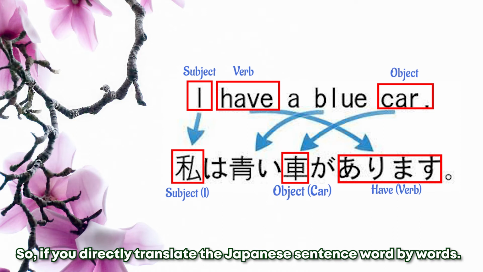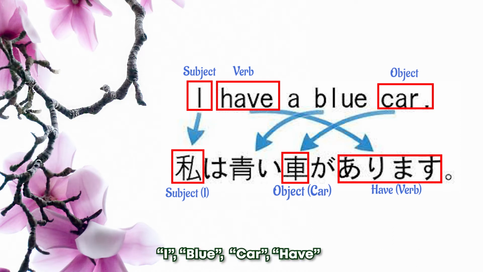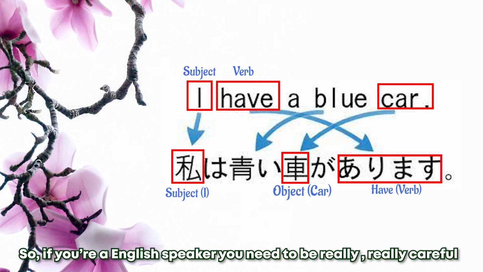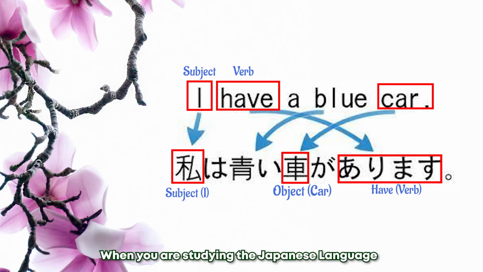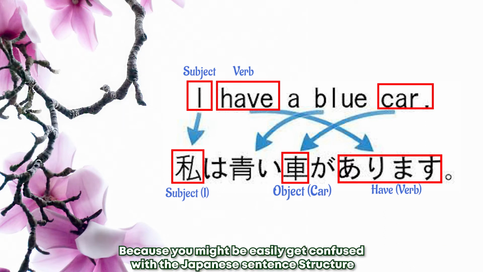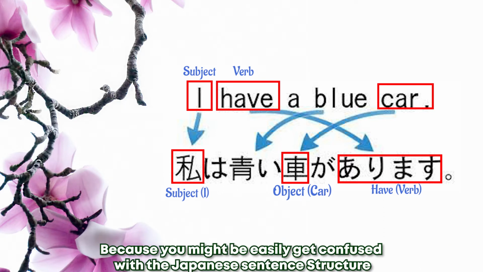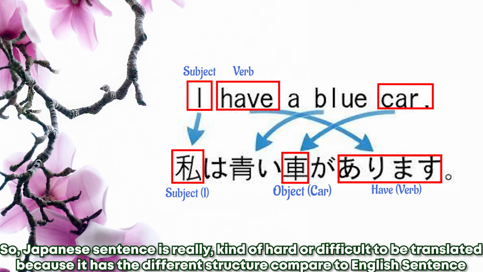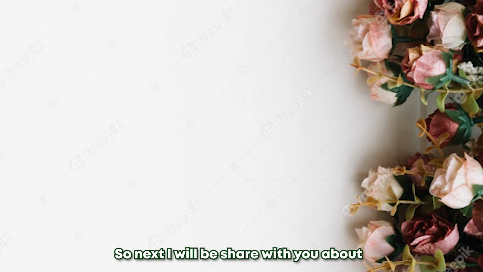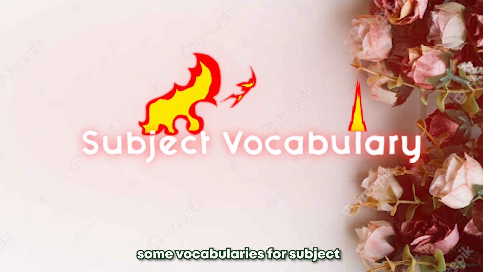If you directly translate the Japanese sentence word by word, it would be like I, blue, car, have. So if you're an English speaker, you need to be really careful when you are studying the Japanese language, because you might be easily confused with the Japanese sentence structure. Japanese sentences are kind of hard to translate because they have a different structure from the English sentence. So next I will be sharing with you some vocabulary for subject.